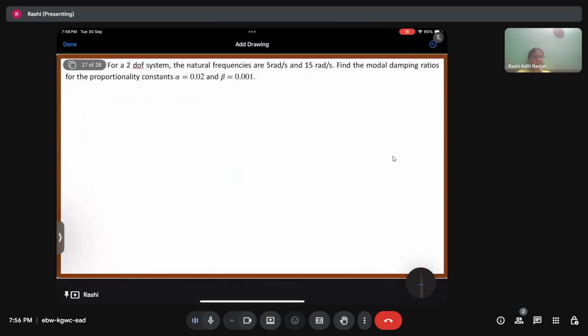So this is a very easy problem. For a 2 degree of freedom system, the natural frequencies are 5 radians per second and 15 radians per second. And we have to find out the modal damping ratios for the given proportionality constants.